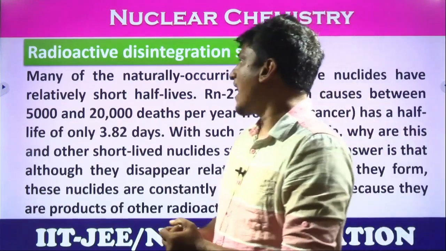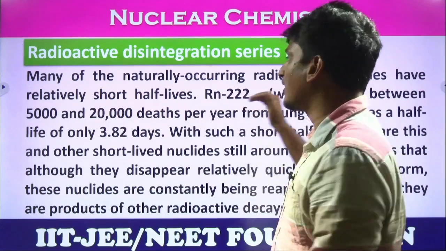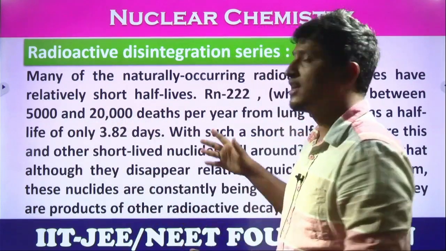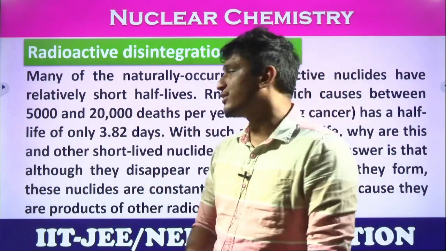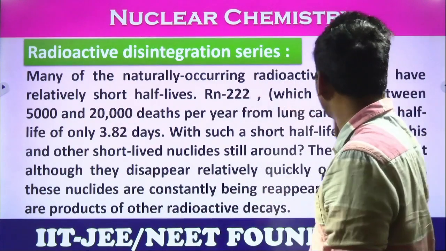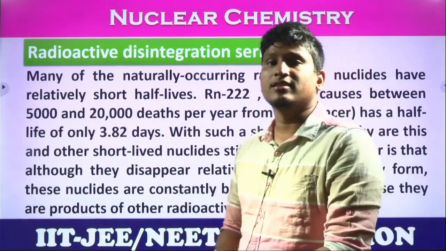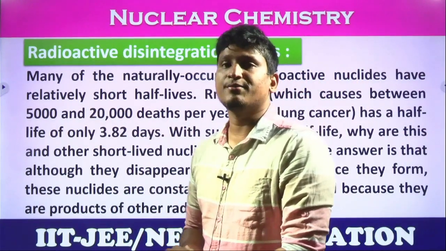Now, radioactive disintegration series. Many of the naturally occurring radioactive nuclides have relatively short half-lives. For example, the radon-222 isotope, students, which causes between 5,000 to 20,000 deaths per year from lung cancer. This radon-222 is the reason for many deaths.